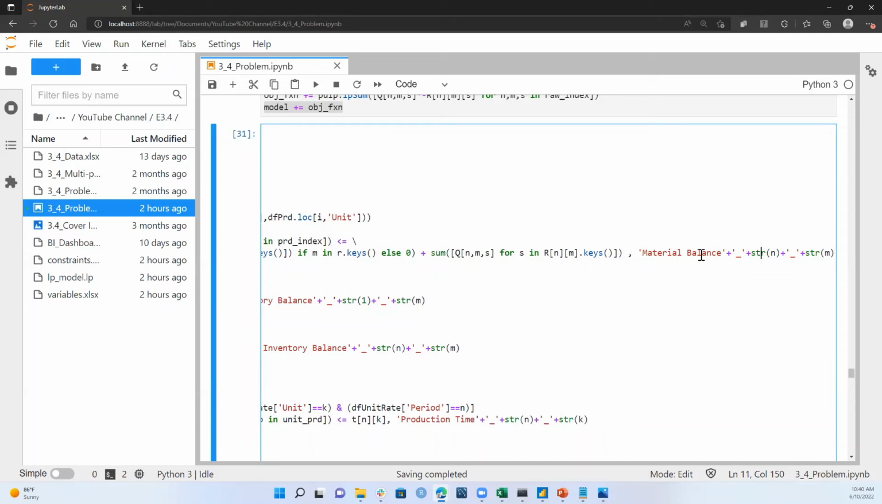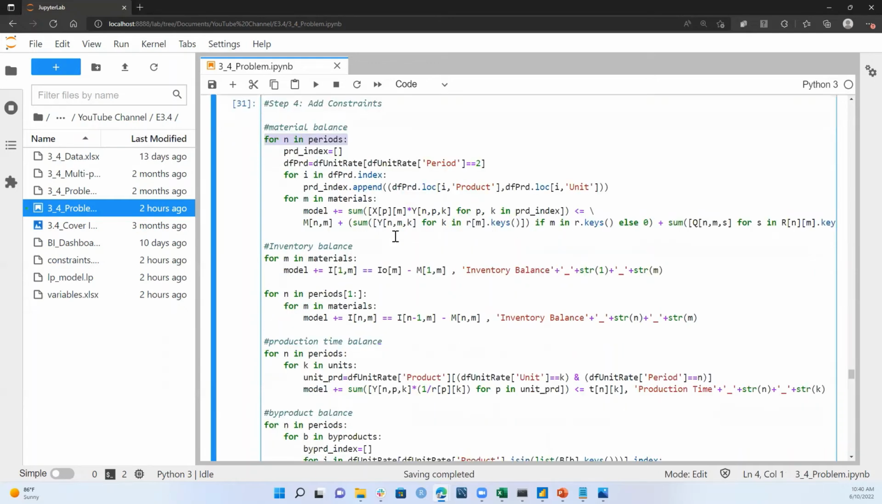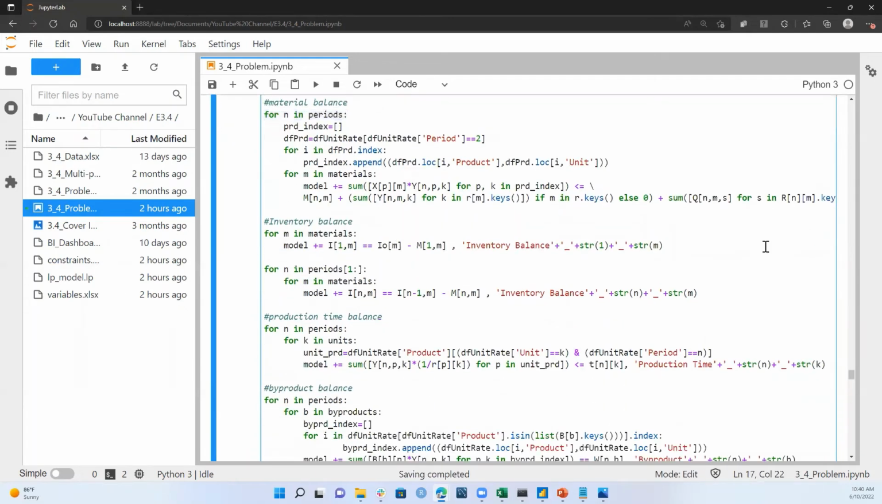So we name it by material balance, the type of constraint, the period, and the material. And then we are going to loop through each period 1, 2, 3, and 4 to create the correct number of constraints. For inventory balance, very similarly, we're going to do this for each M in material. So for each material, we're going to create a specific inventory balance.